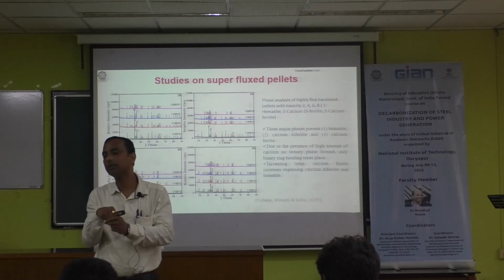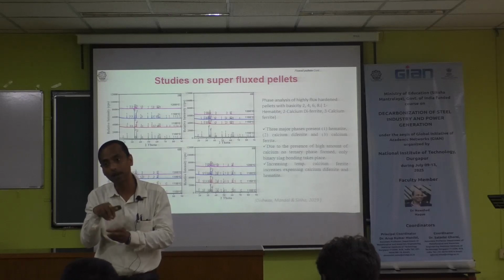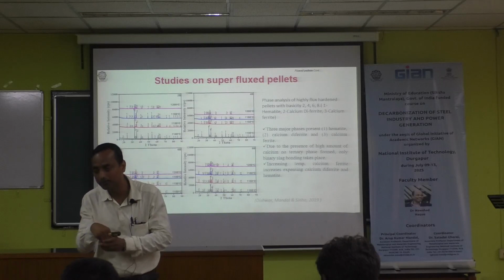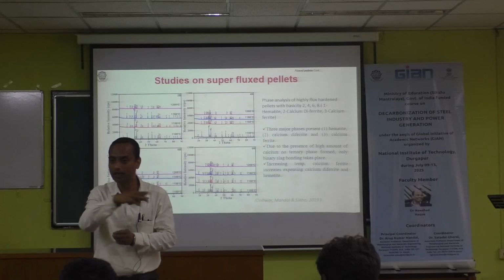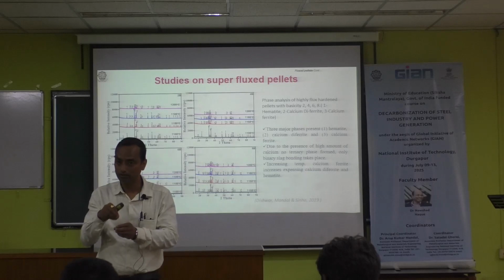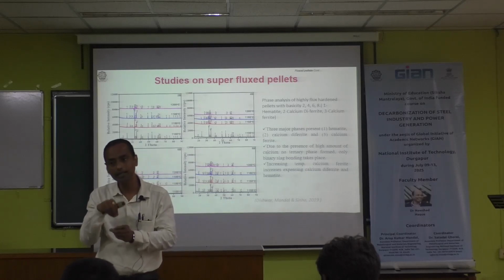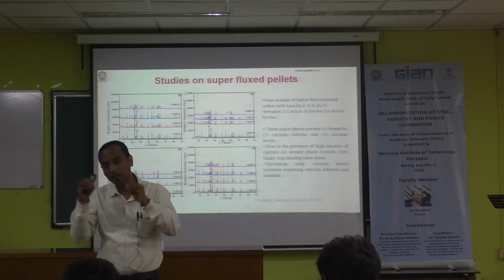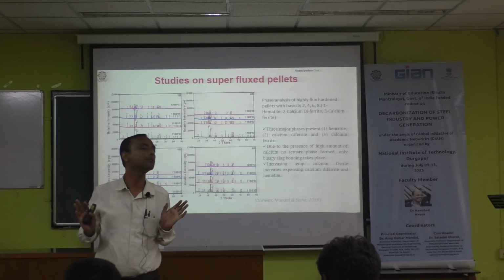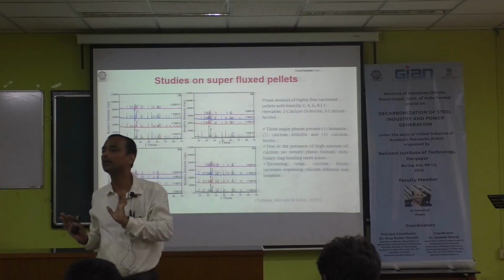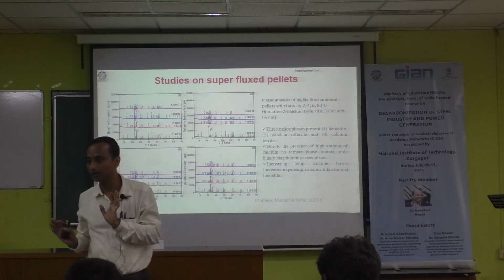So you can incorporate lime in the metallic charges as fluxed pellets, super fluxed pellets. I discussed the problem of super fluxed pellets. Then you have to optimize the parameters so that your charge materials will be metallic in nature, lime will be incorporated, and there will be no hygroscopic nature.